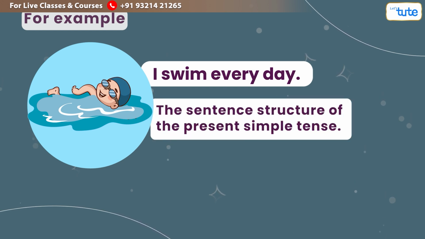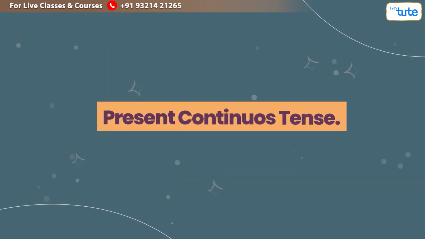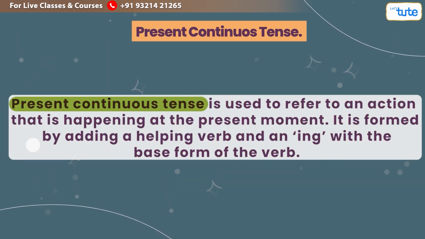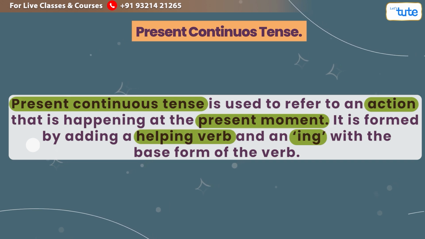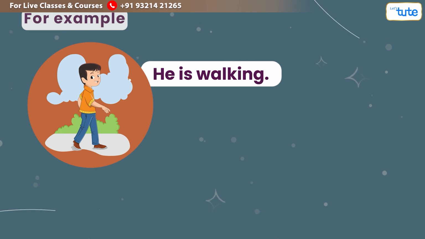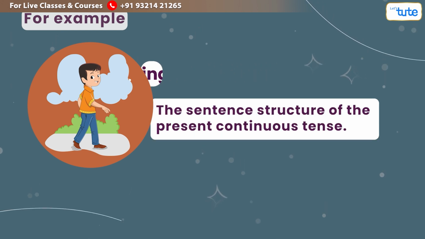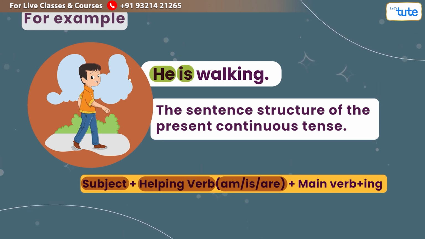The sentence structure of the present simple tense: I swim every day, subject, verb in the base form, plus the rest of the sentence. Present continuous tense. Present continuous tense is used to refer to an action that is happening at the present moment. It is formed by adding a helping verb and an ing with the base form of the verb. Example, he is walking. The sentence structure of the present continuous tense: he is walking, subject, helping verb can be am, is, are, plus main verb ing.